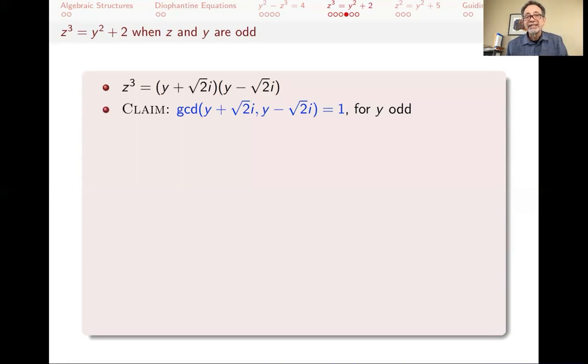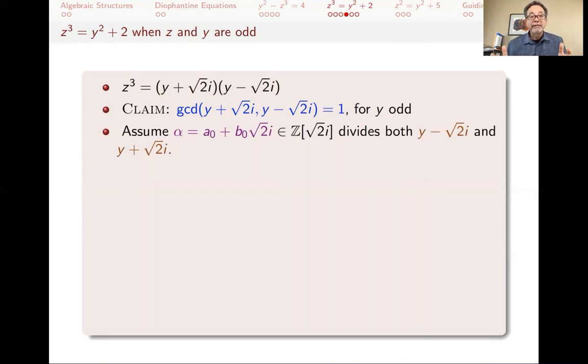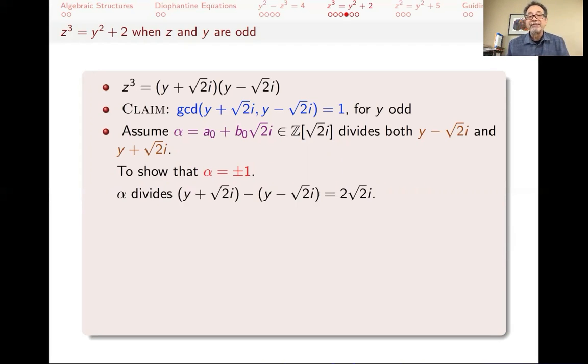The first question is, are the two factors relatively prime? And we're going to claim that they are. We take one of our numbers, alpha, a0 plus b0 times square root of 2i, and we assume that it divides both y minus square root of 2i and y plus square root of 2i. What we want to show is that alpha is either 1 or minus 1. That's what we mean by them being relatively prime: no other number of their ilk divides both of them. If alpha divides both of them, it has to divide their difference.